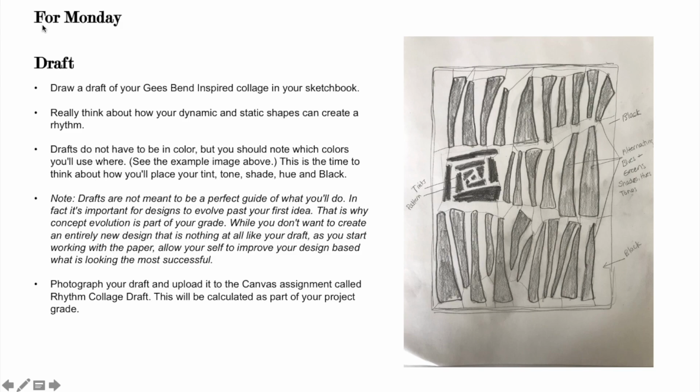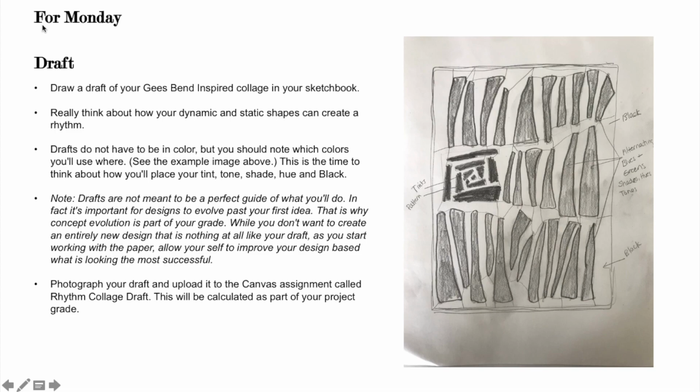So for your draft, what you're going to do is in your sketchbook, sketch out your idea. Now you don't have to use colors. You can just use pencil or pen, but you should note where you think you're going to use colors. And you also want to note the things you're trying to accomplish, like where are your static shapes, maybe where are your dynamic shapes, and where are your tints, tones, and shades going to be.